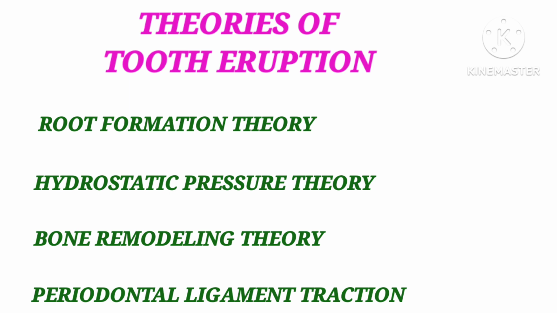The next theory is the periodontal ligament traction theory, and it is the most accepted theory. This theory states that formation and renewal of the periodontal ligament has been considered as a factor in tooth eruption because of the tractional power of the fibroblast. According to this theory, due to the contraction of the fibroblasts situated in the periodontal ligament, a pressure is created which favors the eruption.